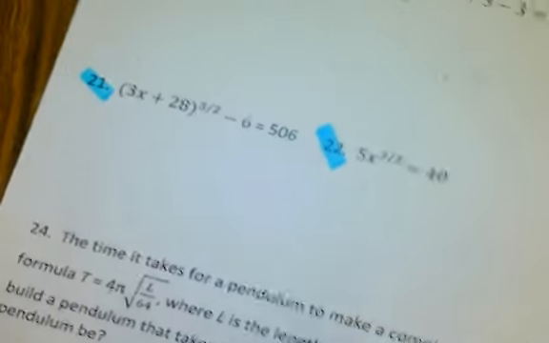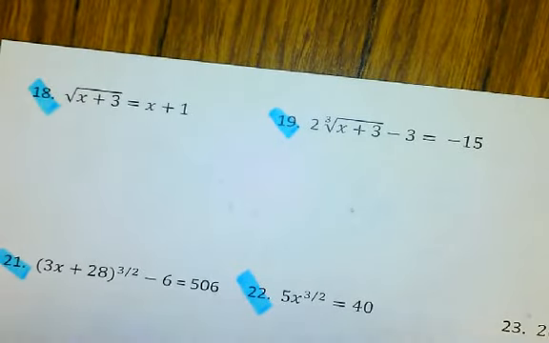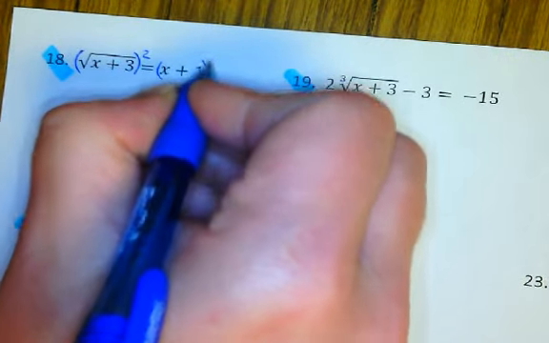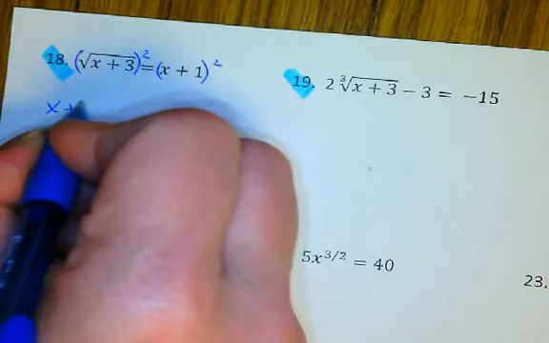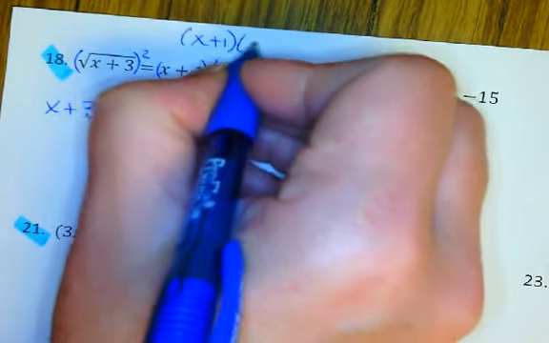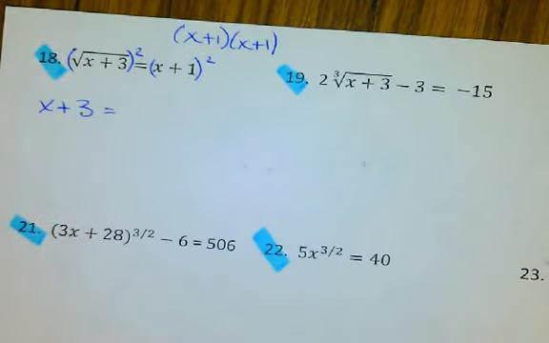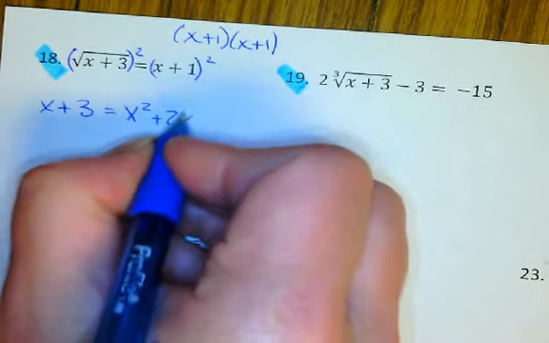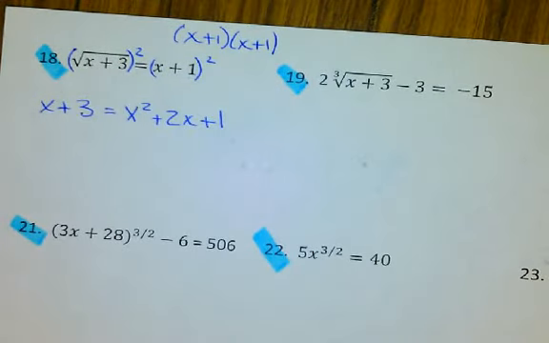Alright, on number 18, again, we're just solving. So on 18, again, I need to get rid of the radical. So I'm going to square it. Whatever I do on one side, I'm going to do the other. So that gives me x plus 3 equals. Now remember, this is x plus 1 times x plus 1. And if I were to multiply all of that, I would get x squared plus 2x plus 1.